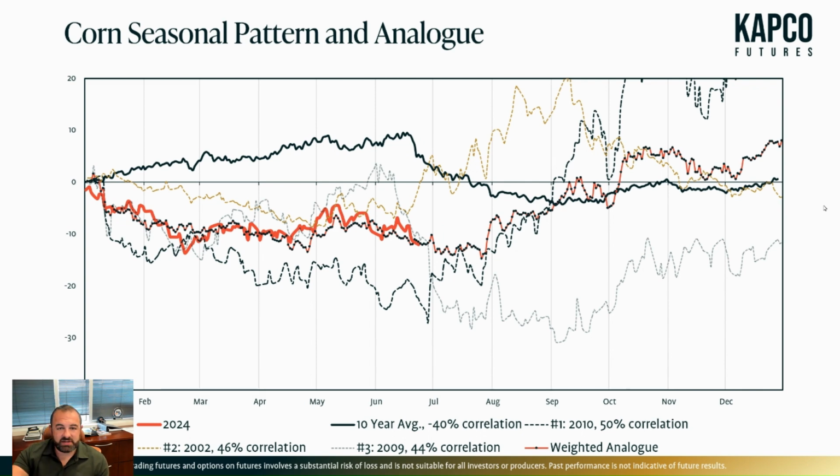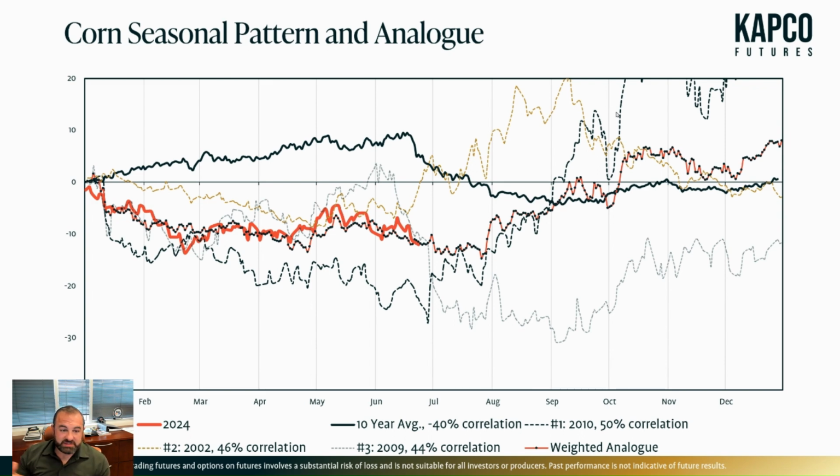So in the case here, 2010, number one year at a 50% correlation. That's this dotted black line on the chart. What that also was, it was a rally that happened on the end of June report, June 30th quarterly stocks and acreage report. It was also a year where we had a La Nina to El Nino phase transition around the same time that we're going to have one now.